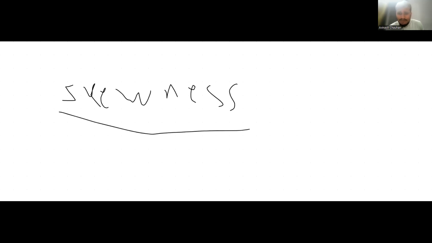Here you can see I had talked about skewness. What do you mean by this particular term, skewness? You have seen here, this was my graph. This is my x-axis, and this is my y-axis.